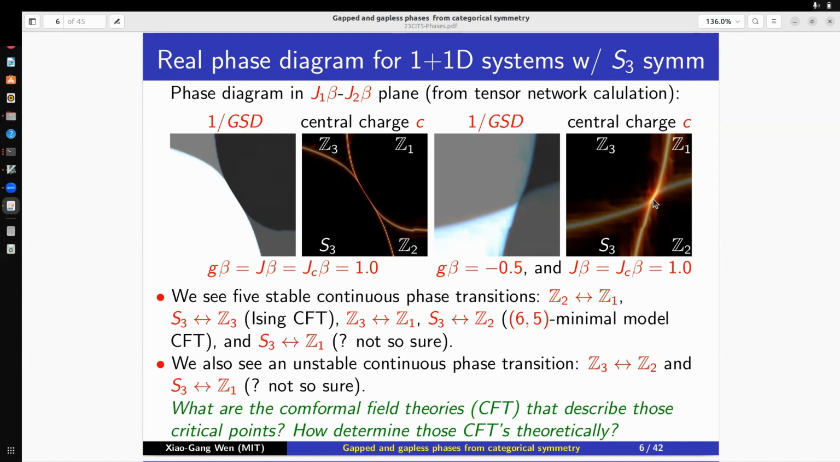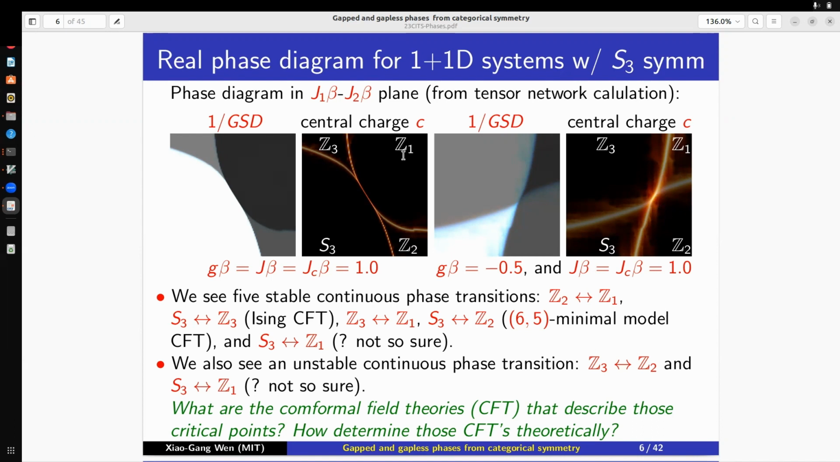Okay. Then there's again the issue: what is the conformal field theory describing this multi-critical point? This vertical one is a Z2 symmetry breaking Ising conformal field theory, and the horizontal one is the Potts model conformal field theory. So they both are known, but this one is unknown. So in this numerical calculation, even for this very simple problem, we still have two unknown situations. What is this multi-critical point? What is the S3 to Z1 transition? What is the central charge for this S3 to Z1 transition?